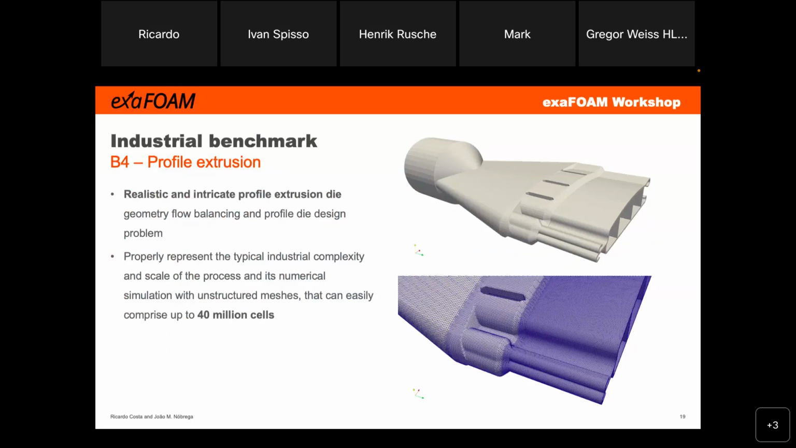So going to the industrial case, now you can see that we have a much more intricate profile extrusion die. This obviously implies that we need a much larger mesh, or if you want a finer mesh, and we consider both 20 million cells or 40 million cells. Both cases are available in the repository, and the goal here is that we are going to really replicate what happens in the industry with a real case scenario.